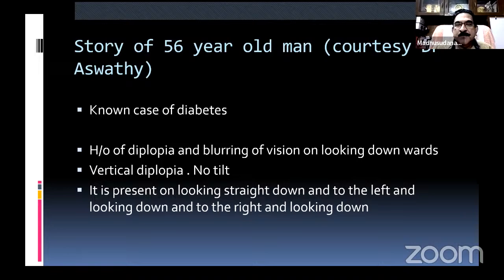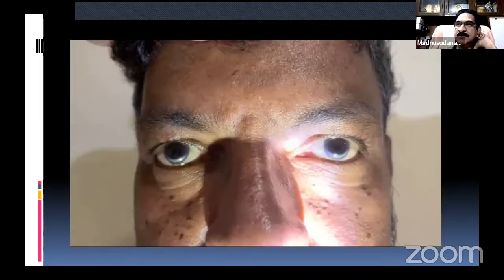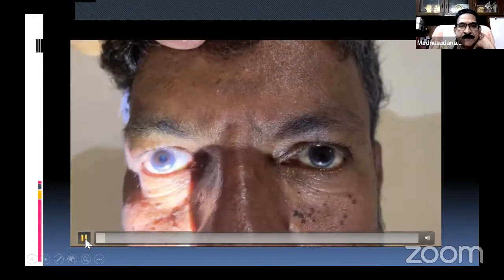He is also telling diplopia looking to the left and looking down, and also to the right and looking down. So it is present looking straight down, as well as sometimes looking to the right and down, sometimes to the left and down. He is not consistent in the site of diplopia. So that's the complaint in this patient. The complaint is only diplopia. Now this is the video of the patient.